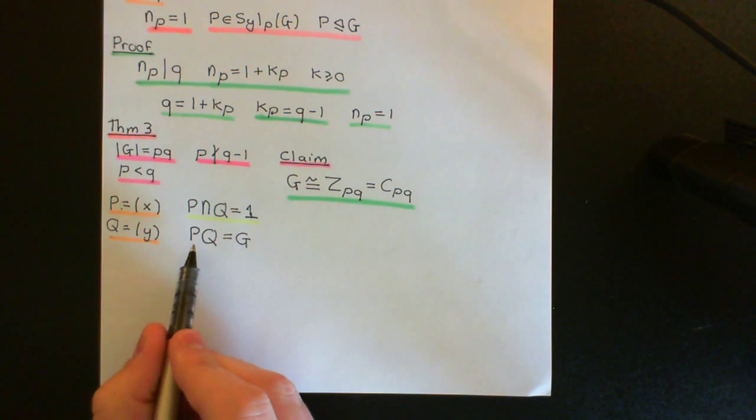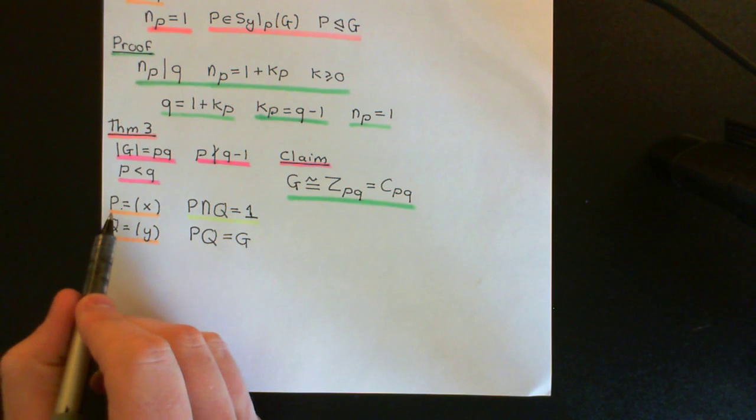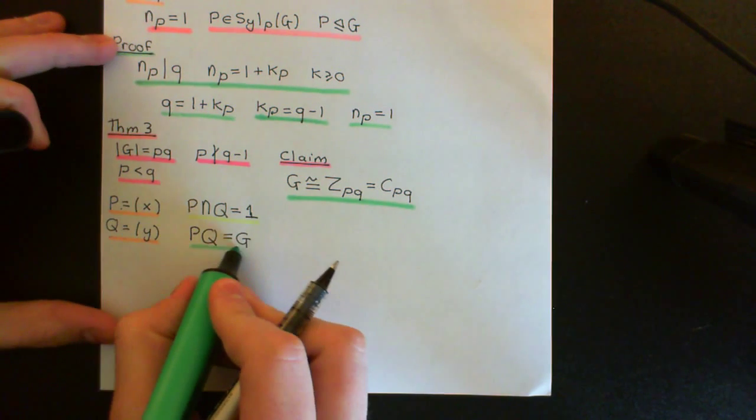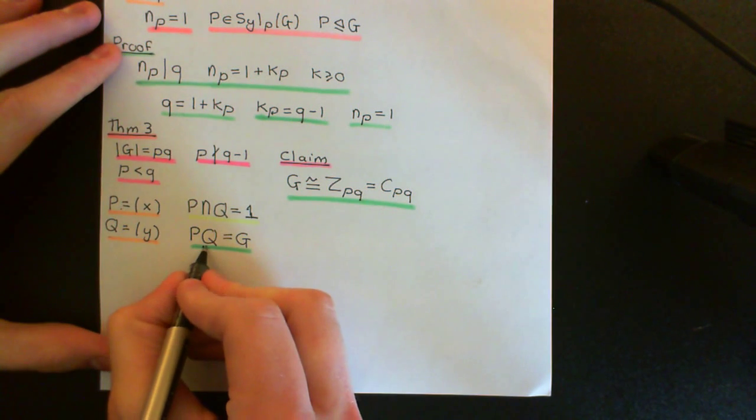Okay, and we know that the order of the product of two subgroups is going to be the order of the two subgroups times one another, divided by the order of the intersection of the two, again from the video on the product of two subgroups. Therefore we can conclude that the product of P and Q is going to be equal to the entire group capital G. Now what is the product of P and Q?